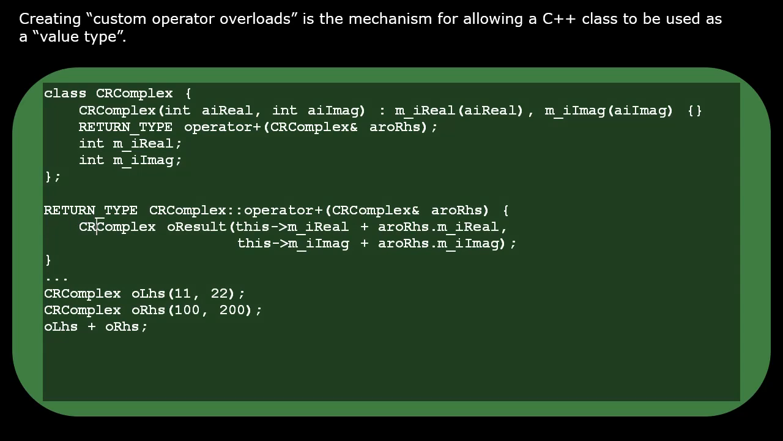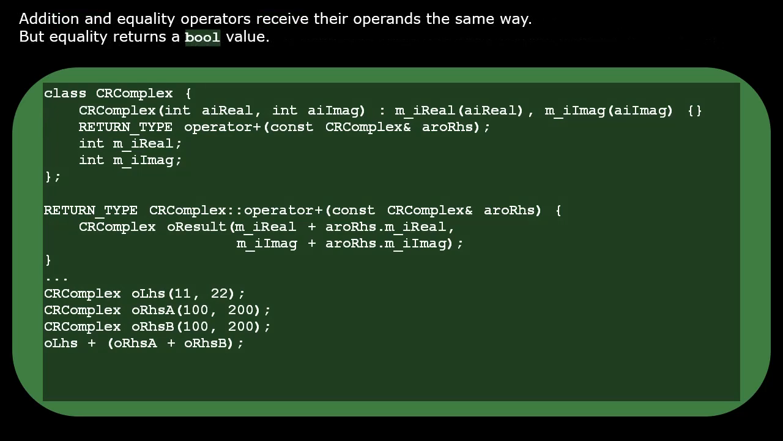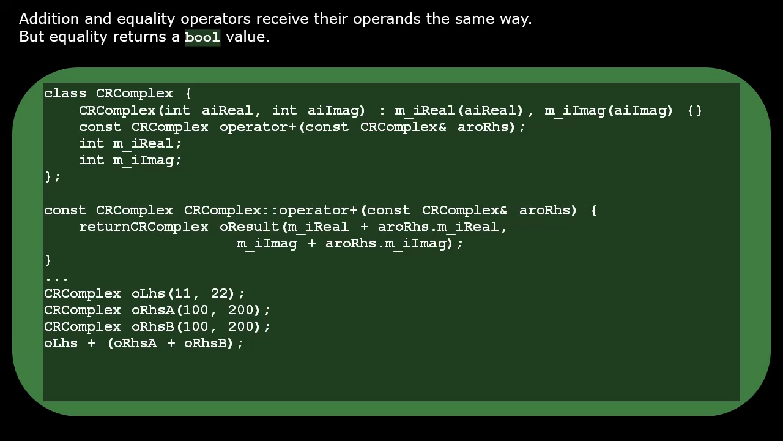Recall that in member functions, you don't need to type the dereferencing of a this pointer, because the compiler will assume that's what you mean. This parameter's type must be a const reference, because the right-hand side might have been a compiler temporary, which cannot be written to. If you were to write an equality operator overload, it would look much like this one, except that it would calculate and return a Boolean.